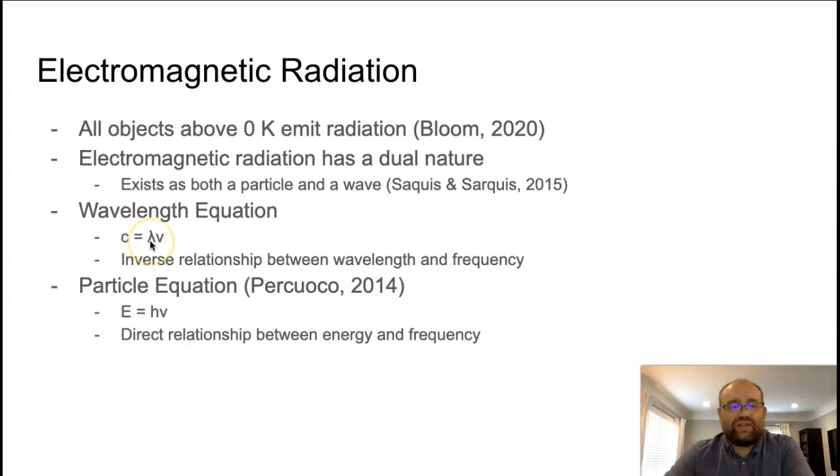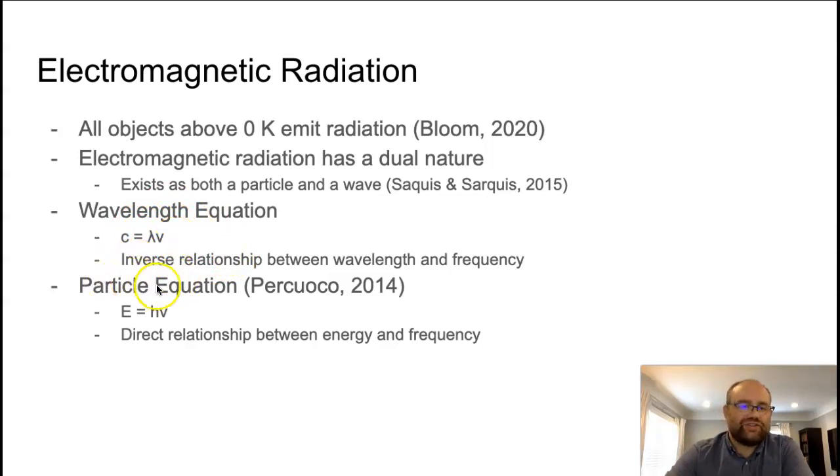And then lambda here, that's our wavelength, usually measured in meters or nanometers. And then nu, that's our frequency. That's how many waves pass by per second. And there's an inverse relationship here between wavelength and frequency.